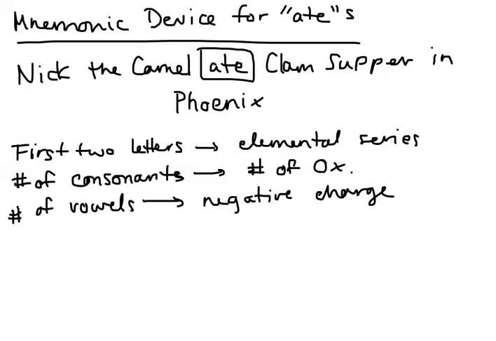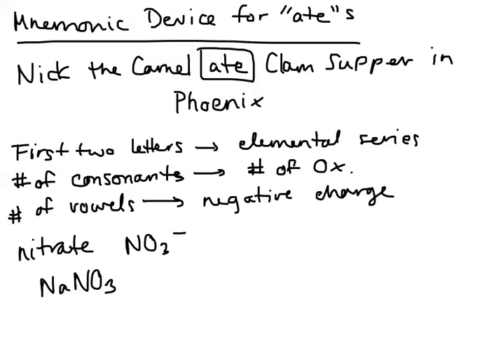We use these names in the same exact way as we use other anion names when we are giving the name of an ionic compound. So nitrate is NO3 minus. So what is NaNO3? What would we call that? Sodium nitrate. We just put the cation name and then the anion name.